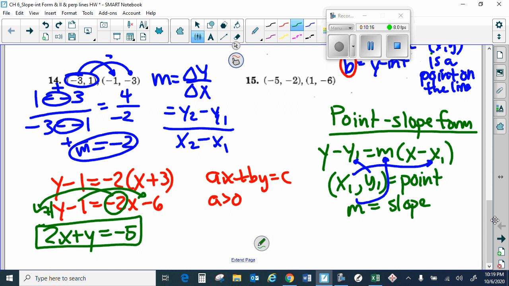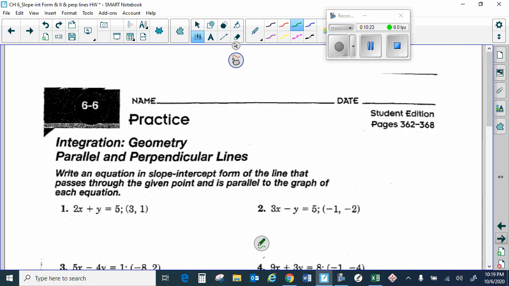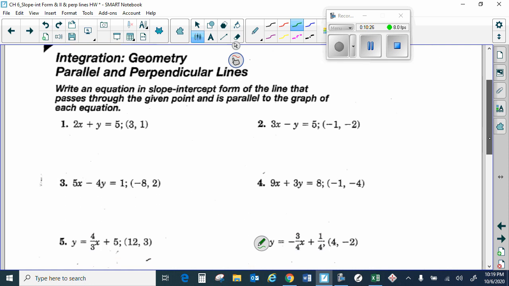But you can obviously pause the video or rewind the video and watch this again to make sure you get it right. All right, other side now. Parallel and perpendicular lines.